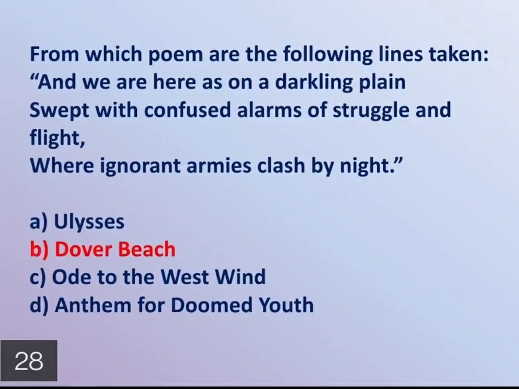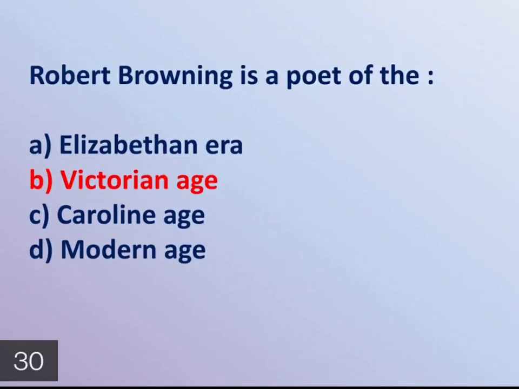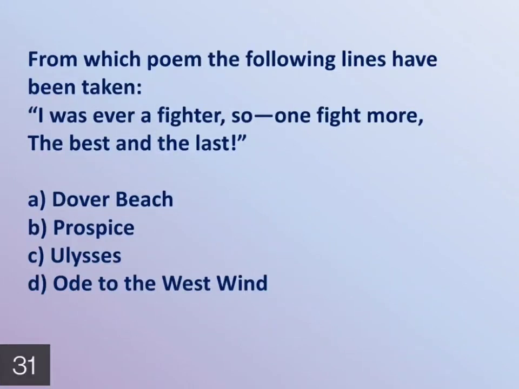Dover Beach. Robert Browning is a poet of which era? Elizabethan era, Victorian age, Caroline age, modern age. So he's not of any other age except the Victorian age. B, Victorian age. From which poem have the following lines been taken?